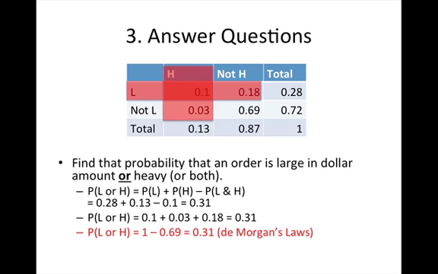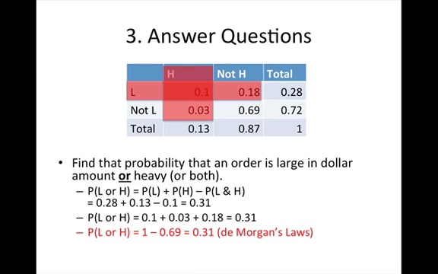The third way is to use De Morgan's laws. Remember that these three shaded areas equal 1 minus the thing that's not shaded, which is 0.69. And if you take 1 minus 0.69, you get 0.31. I don't care which approach you use to find it, but I do think it's worth knowing all three approaches.